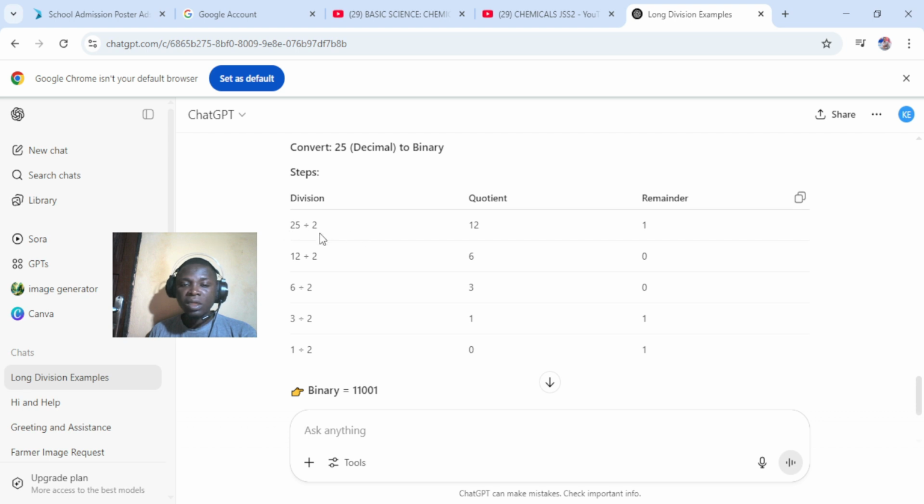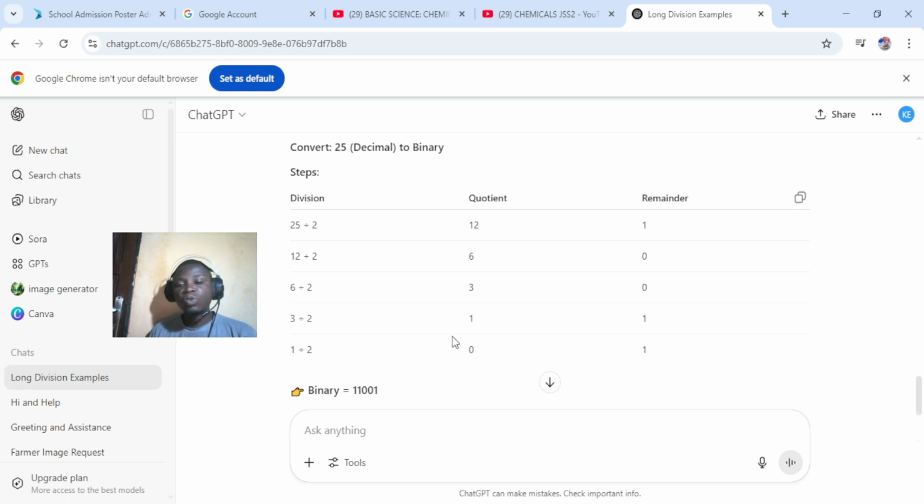You keep dividing the number by 2 and taking note of the remainder. So we start with the 25. 25 divided by 2 is 12, which is 24, so it remains 1. Then 12 divided by 2 is 6, which is 12, remains 0. Then 6 divided by 2 is 3, which is 6, remains 0.